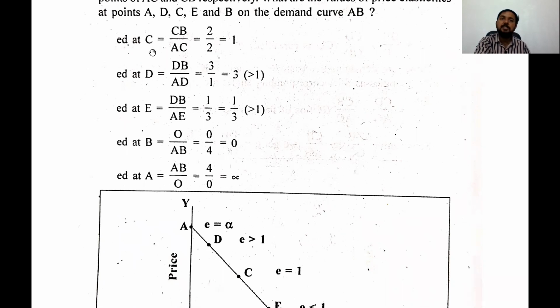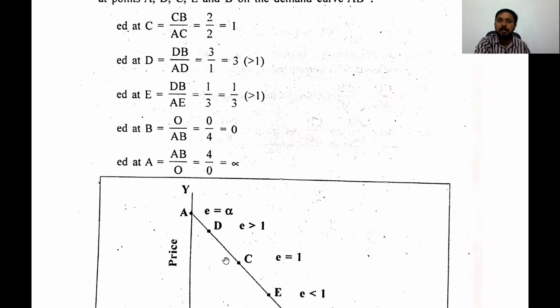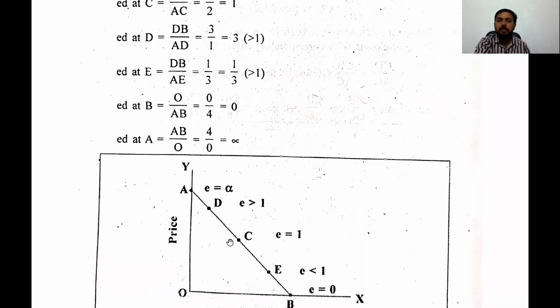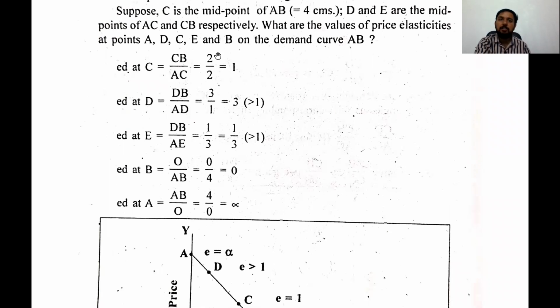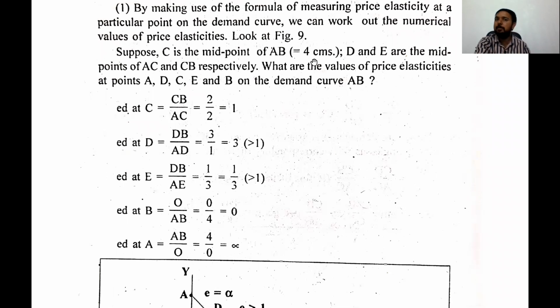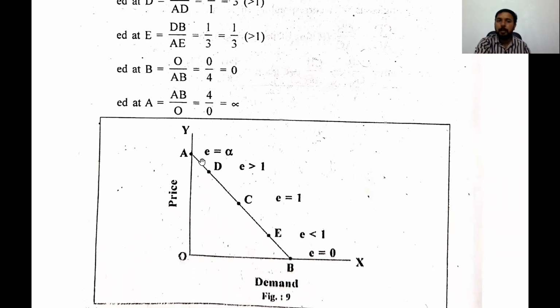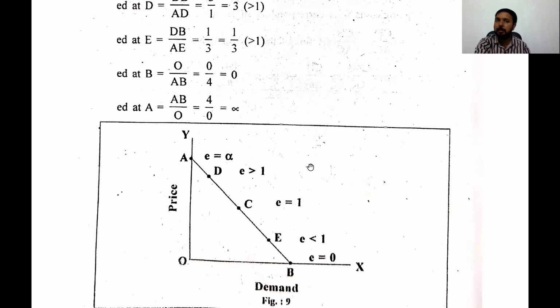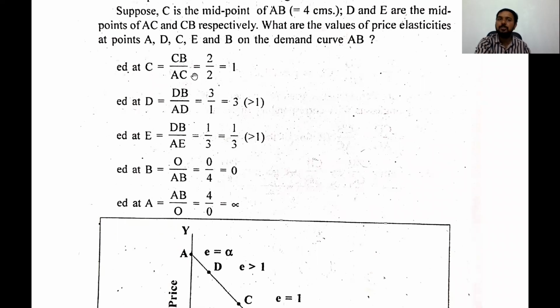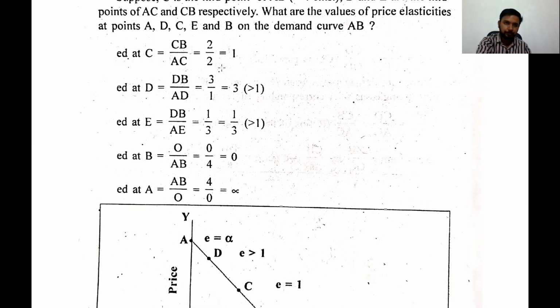So elasticity of demand at C is equal to CB by AC. Now you need to understand what CB is. We will see, CB by AC, because C is the midpoint, so it is divided in 2. We will see that CB is equal to 2, and as we know AB is 4 centimeters, right? So AB is 4 centimeters and C is the midpoint. Then this will be 2 centimeters and this will be 2 centimeters and the whole is 4 centimeters. So we will get 2 by 2, because CB is 2 and AC is 2, since C is the midpoint. So we will get 1.